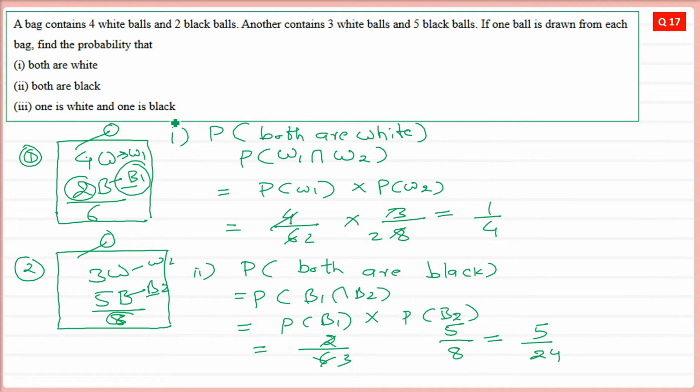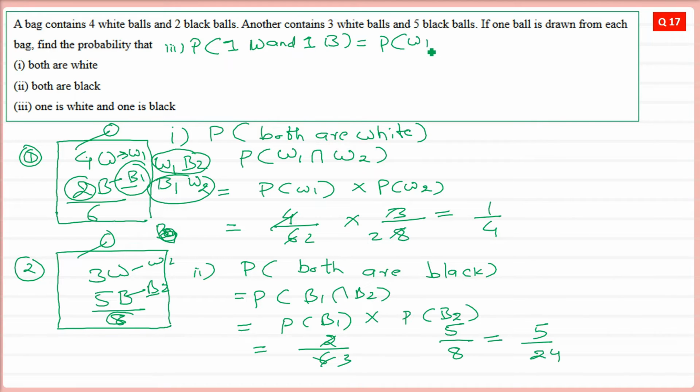Now the third one will be one white and one black. So there are 2 possibilities. White from the first bag, black from the second bag, or vice versa. That is black from the first bag and white from the second bag. You can call it as W1 and B2 plus B1 and W2. So this is probability. One is white and one is black means first white and second black, that is. So if white is coming from one, the black should come from another.